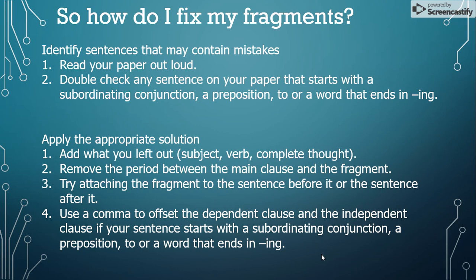So now that we've taught you the four most common ways that fragments happen in your paper, how do we fix these things? And there's really two easy fixes. Read your paper out loud. If something sounds funny to you, chances are it was written incorrectly. And so just by reading your paper out loud, you're much more likely to identify a fragment. Again, also double check any sentence that starts with a subordinating conjunction, a preposition, a word that ends in ing, starts with the word to, some of those other examples. Sometimes we give ourselves red flags to double check the way that we write.